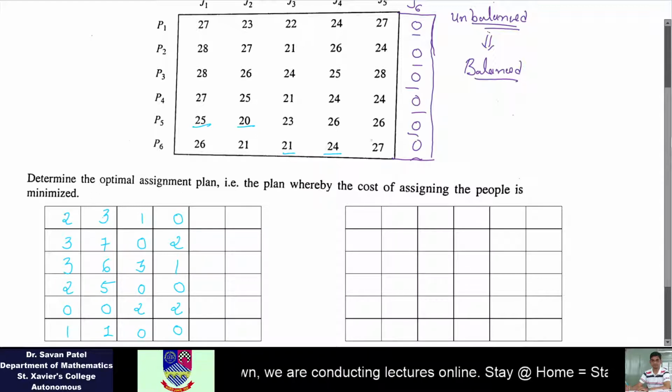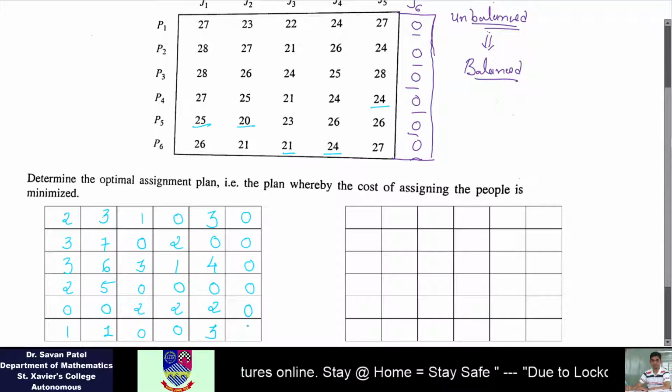Now in this column the minimum is 24. Subtracting 24 from each and every term, we are having 27 minus 24, so 3. 24 minus 24, 0. 28 minus 24, so 4. 24 minus 24, so 0. 26 minus 24, 2. 27 minus 24, 3. Now here everywhere is 0, so subtracting 0 from each and every term, we are having everywhere 0.